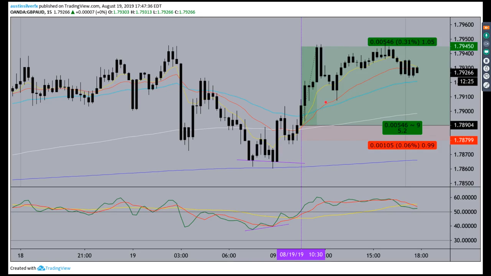So yes, I was right. And that's fine. But if you read my post on Instagram today, we don't care about being right. We care about making money. And these setups are not consistent money.